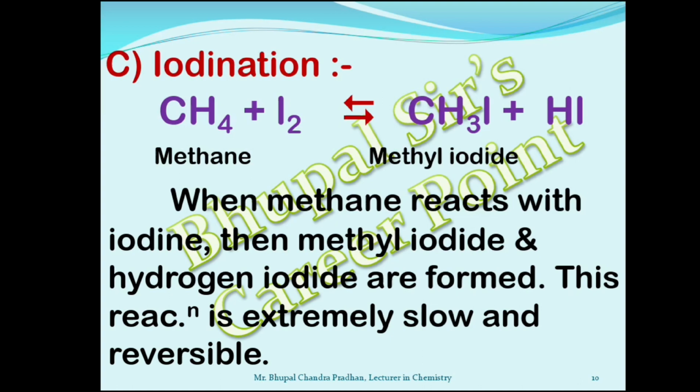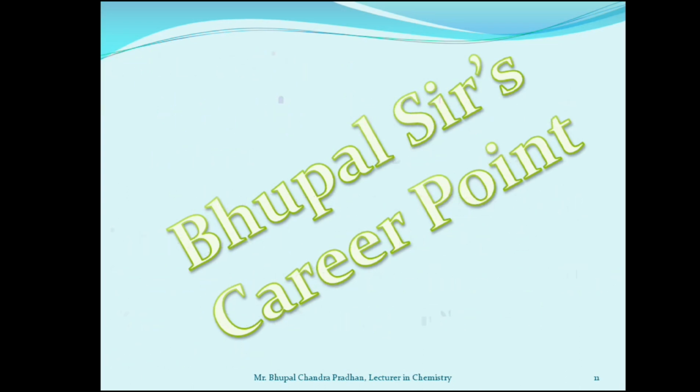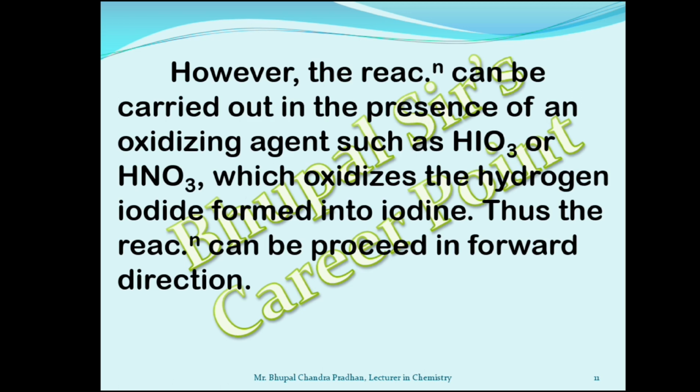As a result, the backward reaction can be stopped. Let us come to how methyl iodide is obtained. However, the reaction can be carried out in the presence of an oxidizing agent such as HIO3 or HNO3, which oxidizes the hydrogen iodide formed into iodine.